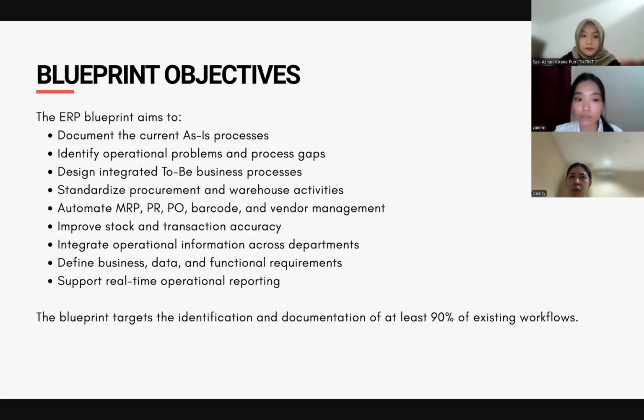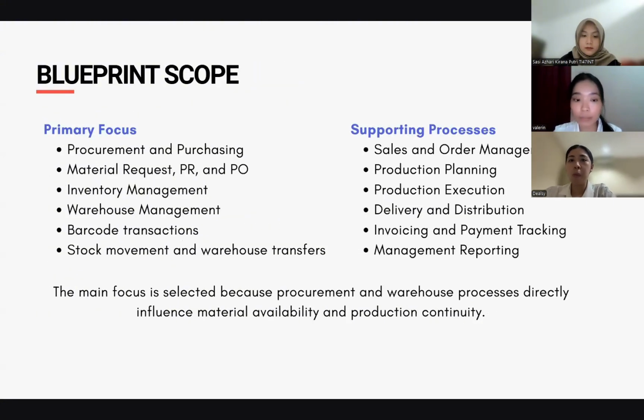Next, for the blueprint objective, the blueprint aims to document the as-is process, identify process gaps, design integrated to-be processes, and define the required business data and functional requirements. For the blueprint scope, the primary scope includes procurement, purchasing, material requests, PR and PO, inventory, warehouse management, barcode transactions, and stock transfers. Supporting processes include sales, production planning and execution, delivery, payment tracking, and management reporting. Procurement and warehouse management are prioritized because they directly affect material availability and production continuity.